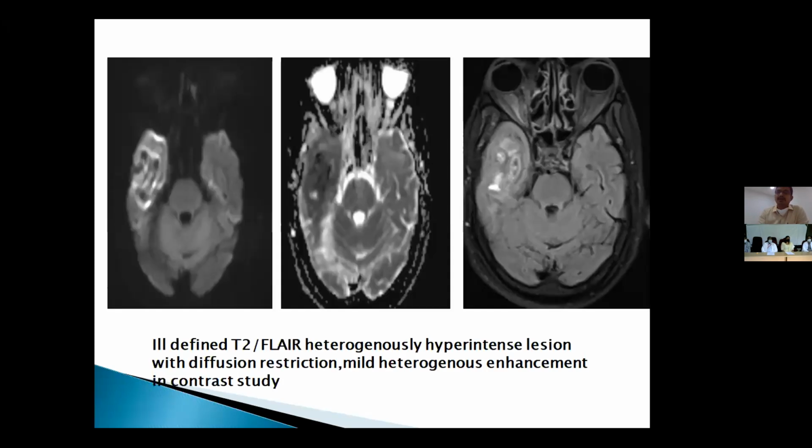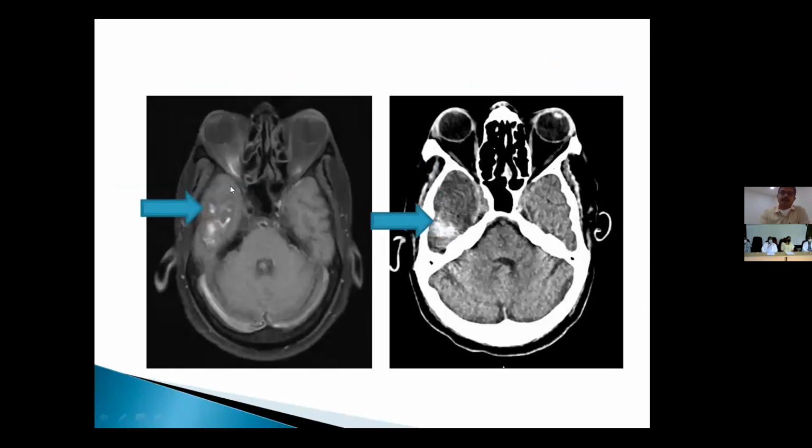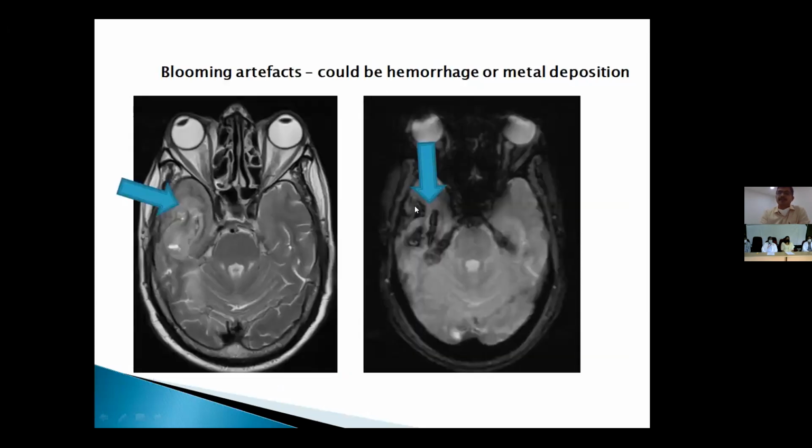On MRI, we were shocked to find one ill-defined T2 and FLAIR heterogeneously hyperintense lesion occupying the right temporal lobe, which is showing diffusion restriction and mild enhancement on contrast study. CT was done for the patient, which showed hyperdense areas in the inferior aspect of the lesion. In GRE sequences, we could see some form of blooming artifacts, which could be either hemorrhage or metal deposition.